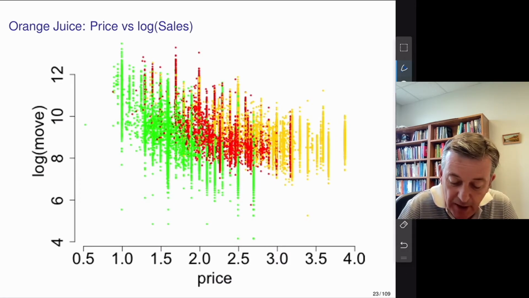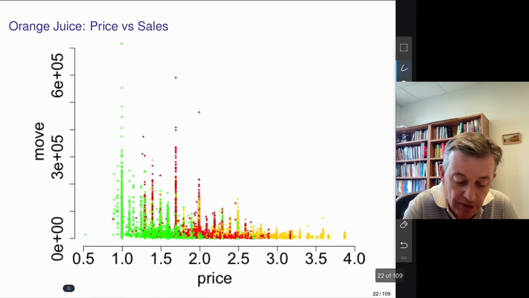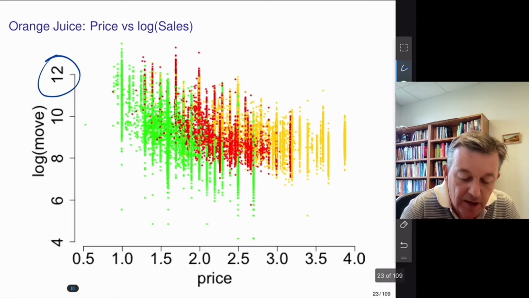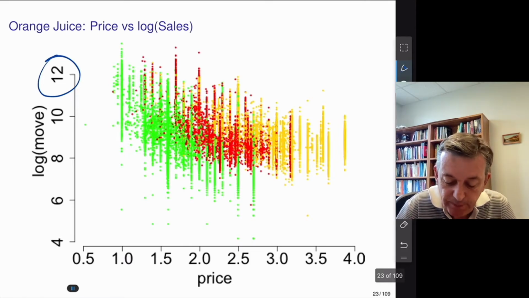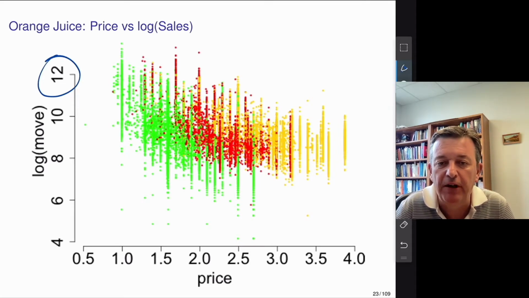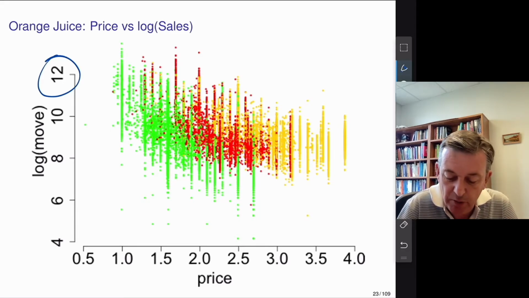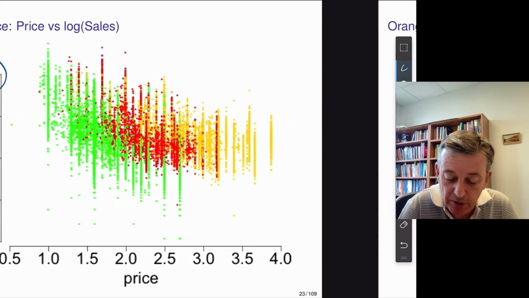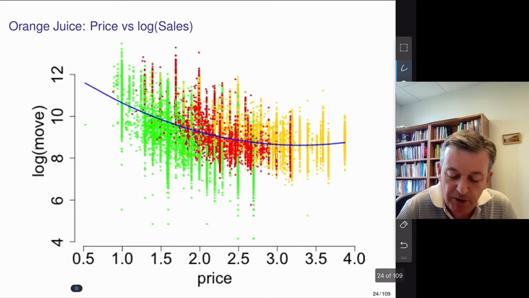So I've cut the sales variable down. The sales up here was extremely high. After taking logs, it's a lot lower. And you're going to see in a second I'm going to take log of price as well. So I haven't quite made them linear, but they look much better. If I thought about plotting a curve through that, it would still be curved.